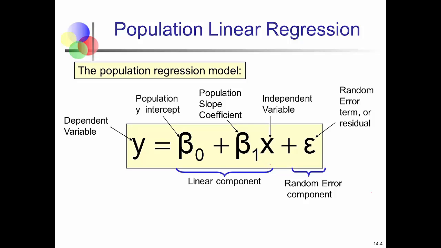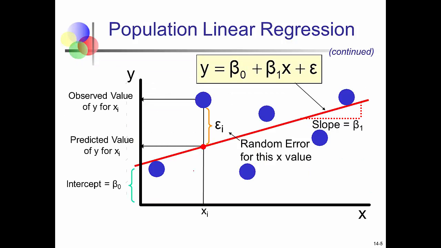However, unless y is a perfect linear function of x, the actual y value that we observe will probably not be on the line. The residual, our little curly e here, represents the random component of y that's not explained by this linear component. Here's a picture to help us understand that.